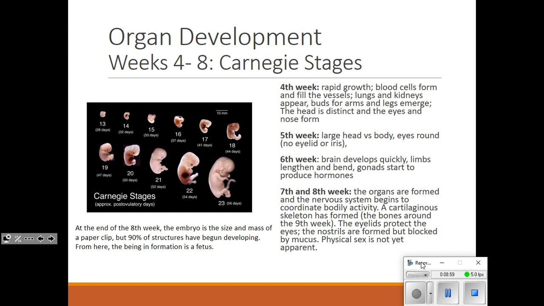Now, from this point on, we call it a fetus instead of an embryo. We're at the end of the embryonic phase. But remember, this is just the baby. This is the zygote that was made from the 1 sperm and 1 egg that went through segmentation, that implanted itself in the uterus, and now those cells have begun multiplying.